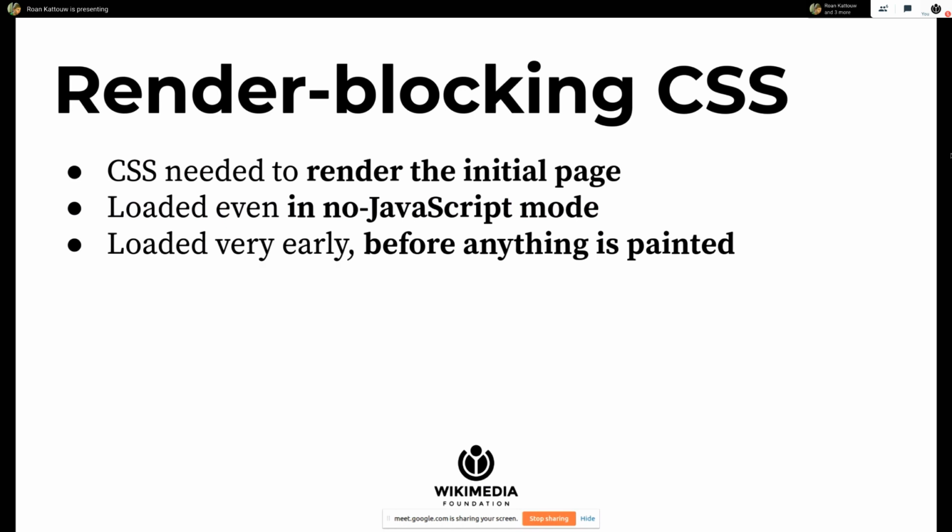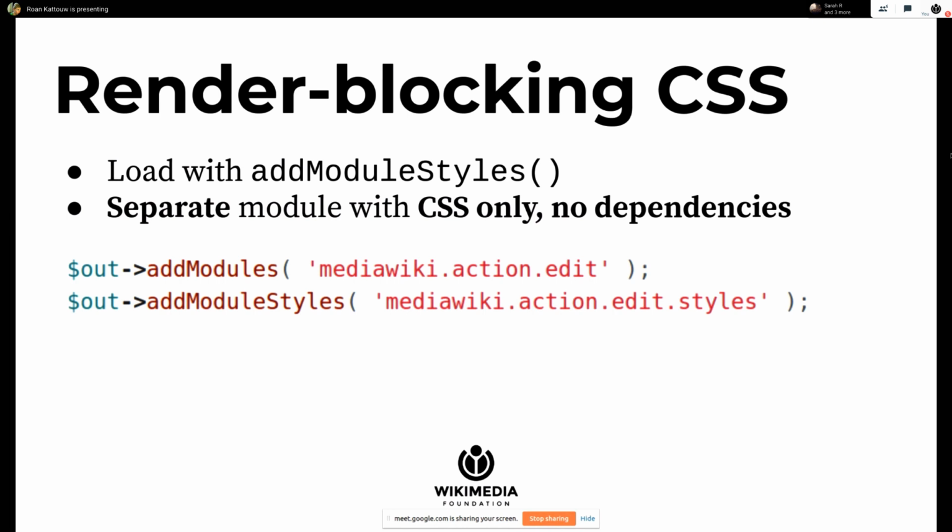Dealing with render blocking CSS is a little bit different in ResourceLoader. The way you do it is you put the CSS that you need to be render blocking in a separate module that only contains CSS, that has no dependencies. It doesn't have scripts, it doesn't have anything else, just CSS. And you use addModuleStyles instead of addModules to add it. So one thing that you'll frequently see is that the same component registers two modules, one for the essential render blocking styles and one for all the other stuff that can come later. So the JavaScript and the CSS that goes with that JavaScript. So that's what you see in this code snippet.